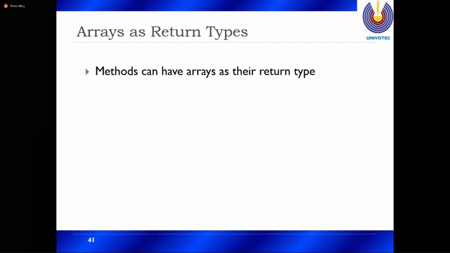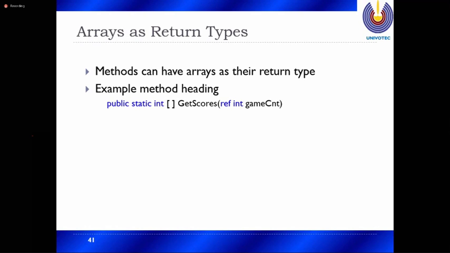Array as a return type. A method can have an array as its return type. Public static int getScore. This is the return type, an array type, then it returns the array value. Previously it only returned one value. Now we can get the array type. getScore int is the array type. Public static int getScore defines game content.